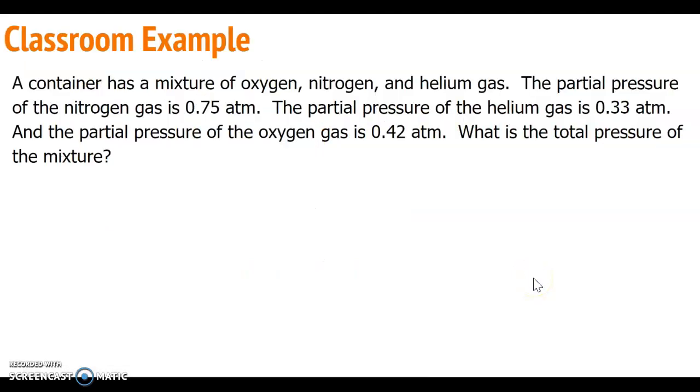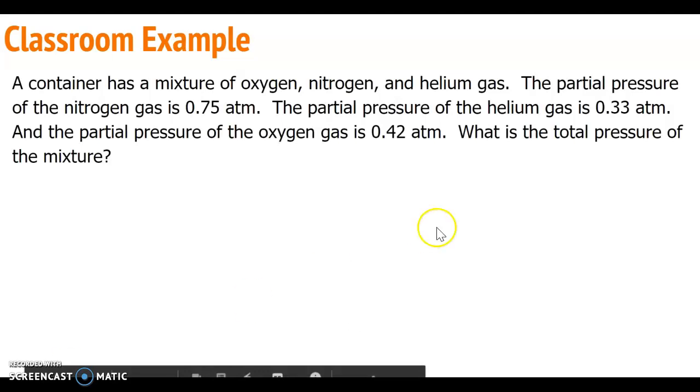So what I'm going to do is attack this problem. I'm going to go to a separate sheet of paper to do that, but we're going to look at this particular problem first and how to actually solve something like this.